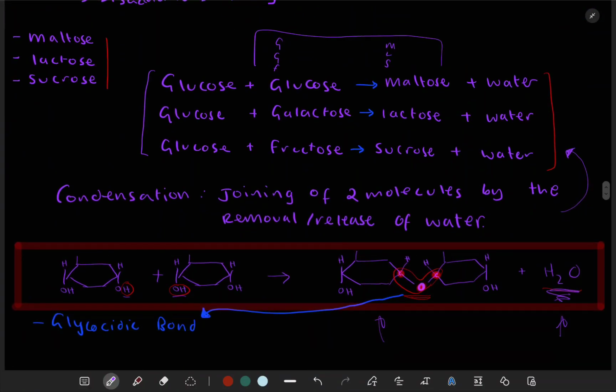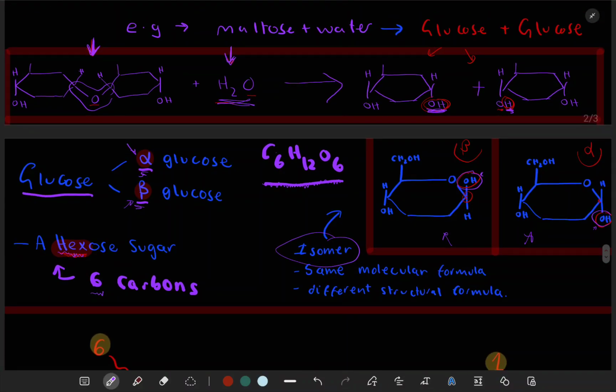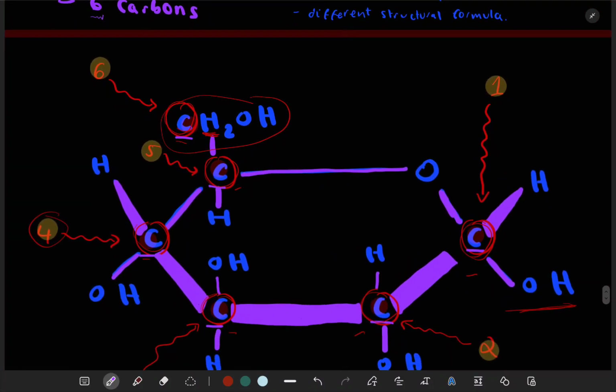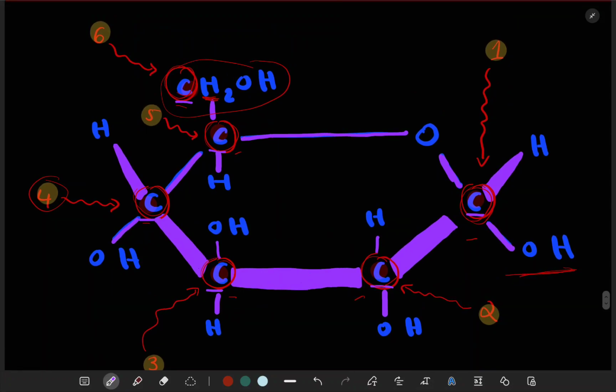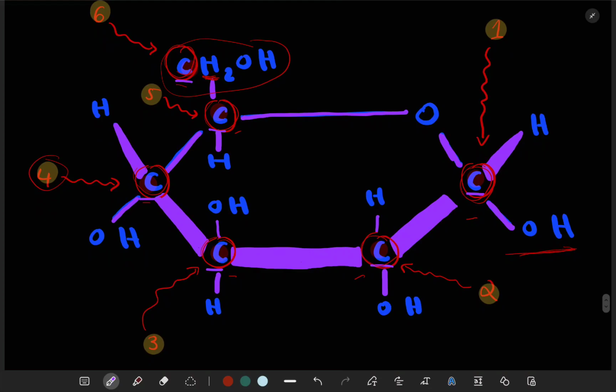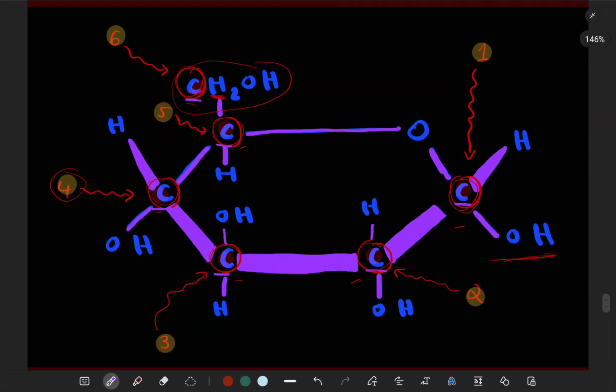Now we move on to naming carbons. As we know, there's 6 carbons in glucose, so we need to know which carbon is where. Therefore, we give them numbers. And these numbers help out with bonds later on, so we know which carbon reacts with which carbon of which molecule. So when we name carbons, we name them 1, 2, 3, 4, 5, 6. Carbon 1 will start here, carbon 2 will be here, carbon 3 here, carbon 4 here, carbon 5 here, and carbon 6 will be here on the CH2OH.